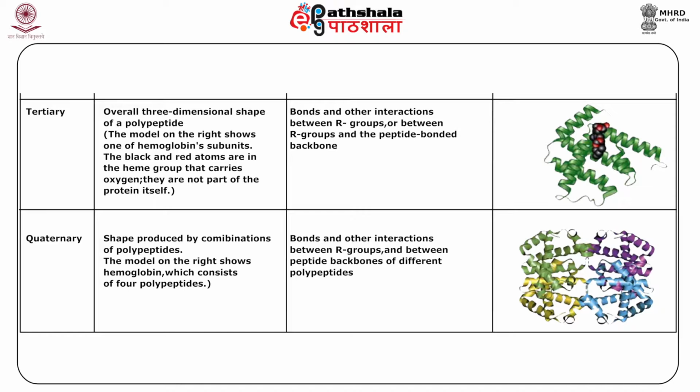Moving on to the last level of protein structure, which is the quaternary structure. It is the shape which is assumed by the combinations of polypeptides. So it is the subunit composition of a protein. Remember, in the case of hemoglobin, it is the structure which is taken up by the alpha 2 beta 2, and this is further going to get stabilized by the bonds and other interactions between the various side groups and between the peptide backbone of different polypeptides.